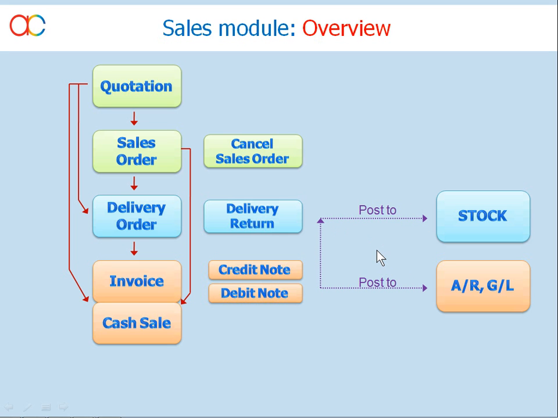Thirdly, posting option. By default, the posting to stock and account is automatic and intelligently adjusted. However, the system provides an option to interrupt the posting for all transactions or individual transactions.